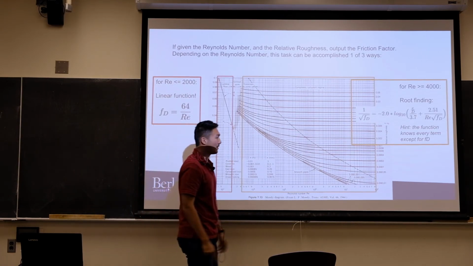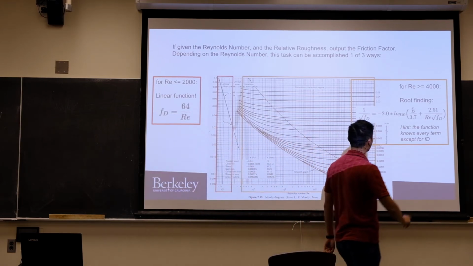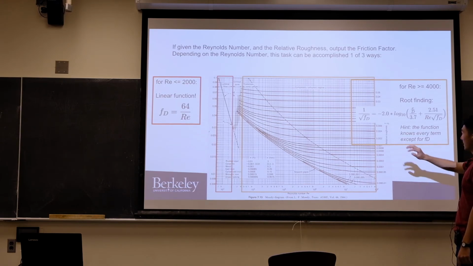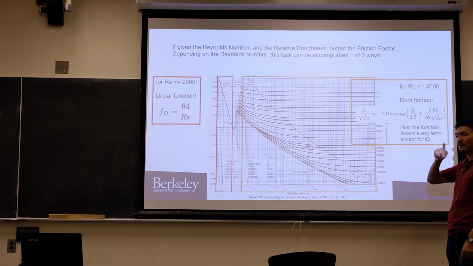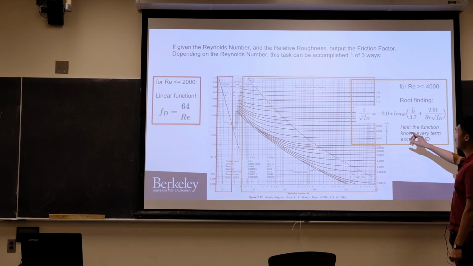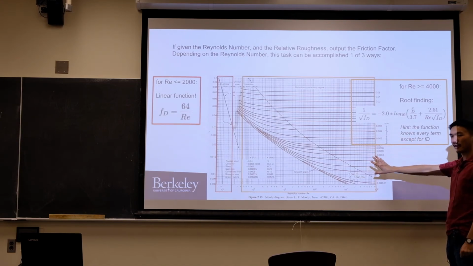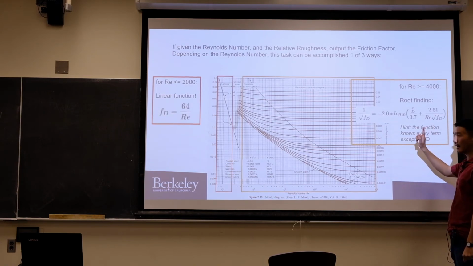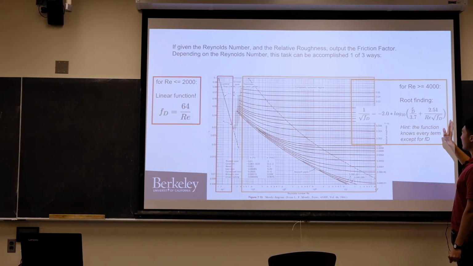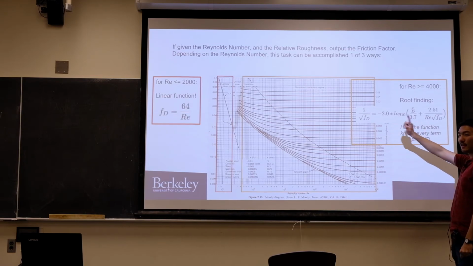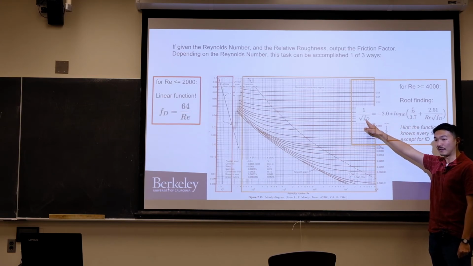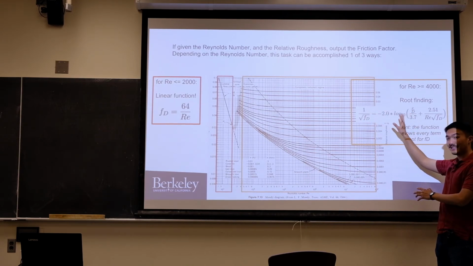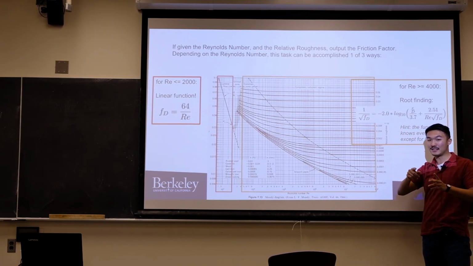The second regime is when the water is very, very turbulent, when the Reynolds number is greater than or equal to 4,000. In this case, it's a bit more tricky. You're actually going to have to use root finding. The relationship between the 3 variables in this regime is defined by this function. Don't be too worried, because in the end, the only unknown that you will have in this function is f of d, the friction factor. So move everything to one side, set it to 0, apply root finding, and find the root.